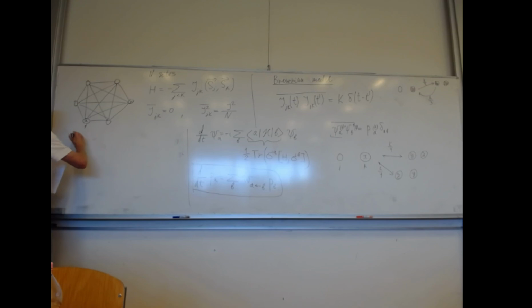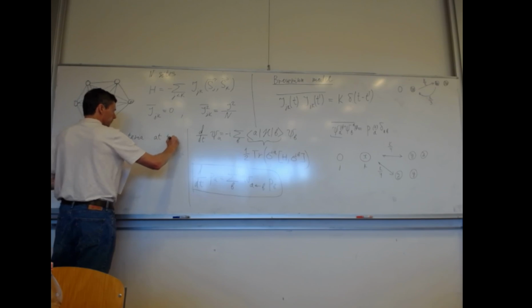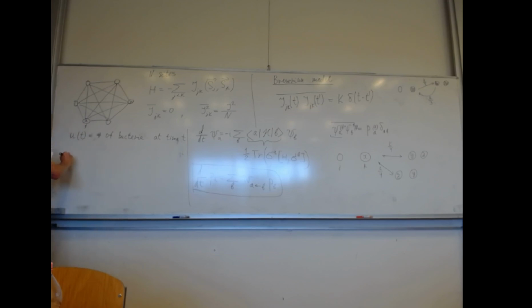So let's introduce the variable u of t. It's the number of bacteria at time t. And then we can write a differential equation for u. So with probability k over 2 per unit time, a bacteria will divide, but it must have an adjacent cell that is empty.